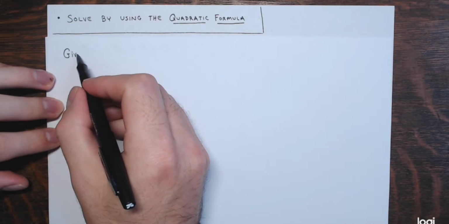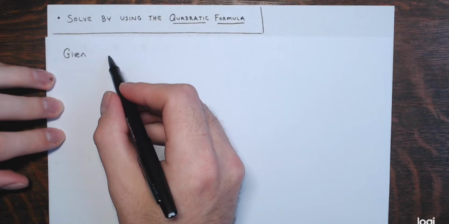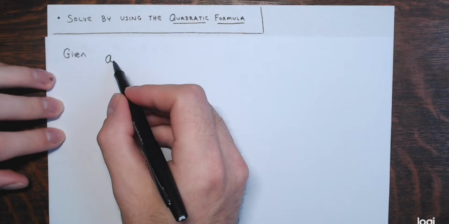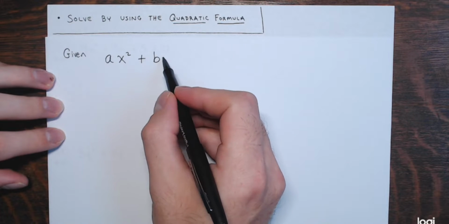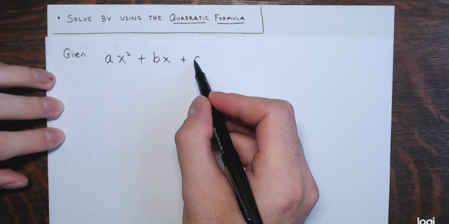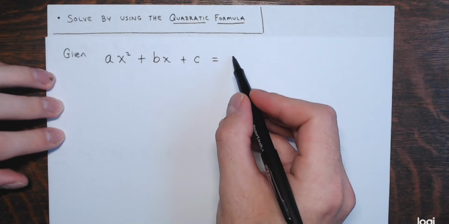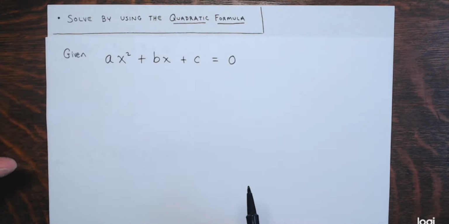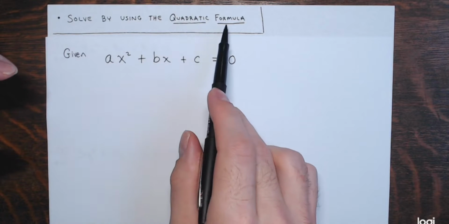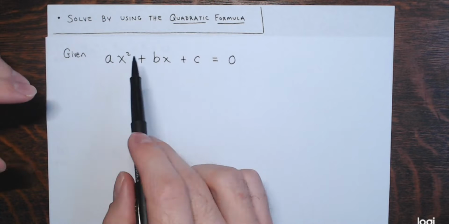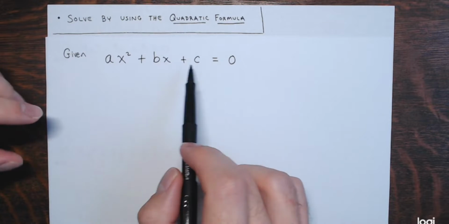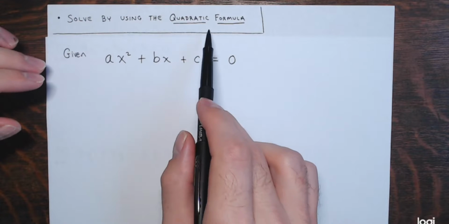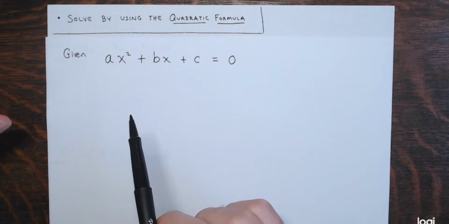Suppose we're given an equation of the following form: a times x squared plus b times x plus c equals 0. What you're going to notice is that in order to use the quadratic formula, the equation you're looking at has to be in this form. If it's not in this form, then you can't use the quadratic formula. I'll write that out later.